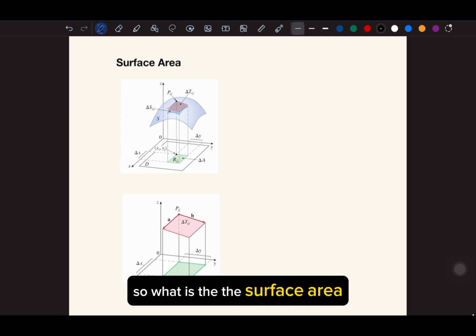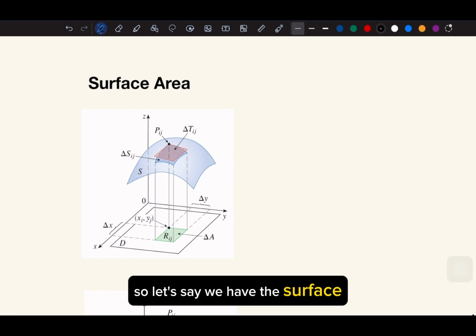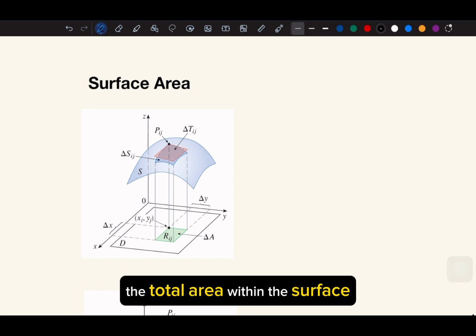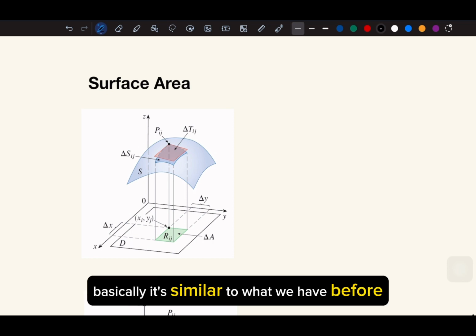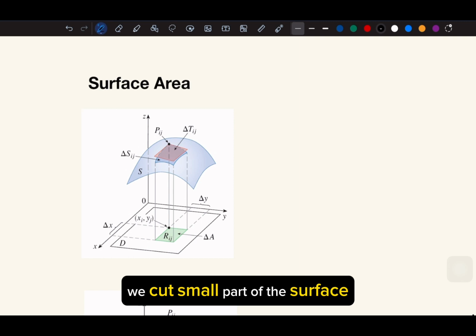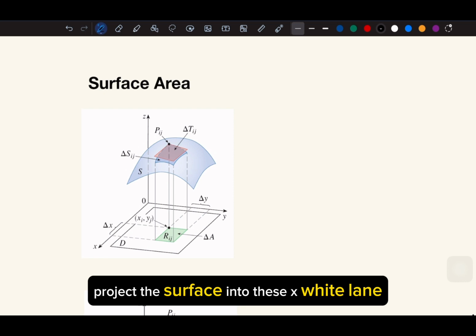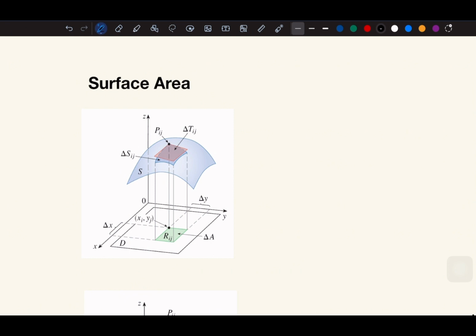So what is the surface area? Let me start from this one. Let's say we have the surface, the blue one, and we would like to know the total area within the surface. Of course, we can estimate. And how do we estimate? Basically, it's similar to what we have before. We cut a small part of the surface, and then we project it onto the xy plane, and we get this small rectangle here. We call this small rectangle delta A.